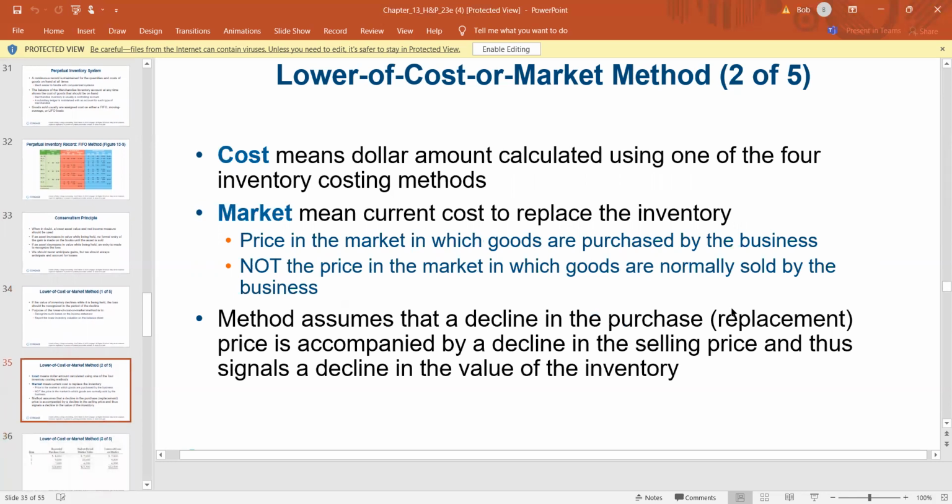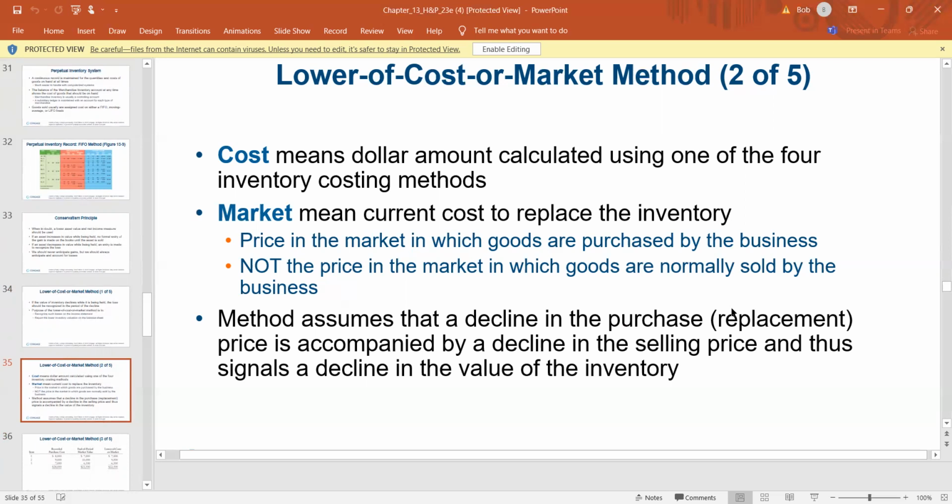Lower of cost or market. Cost means what you're paying for, what you paid for the goods. Okay, you sell T-shirts, and you went out and bought a bunch of T-shirts for $5 apiece, and you were selling them for $20. The cost would be the $5. The market means what the goods are worth right now.